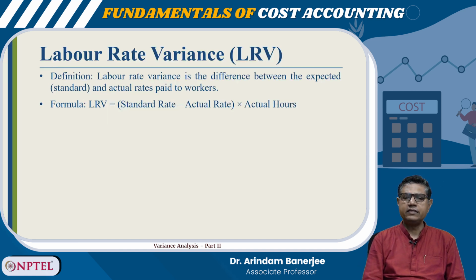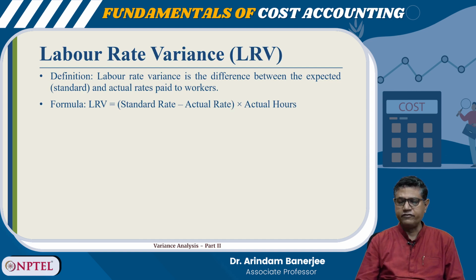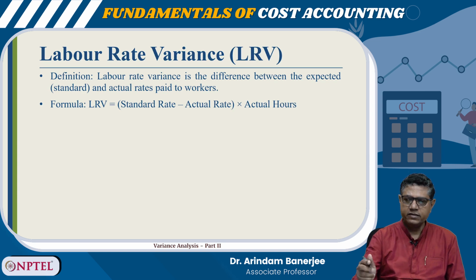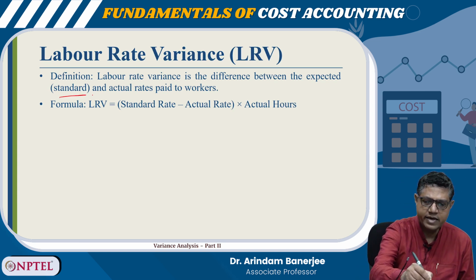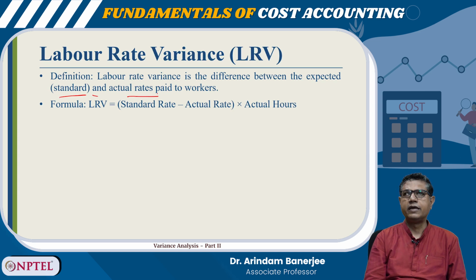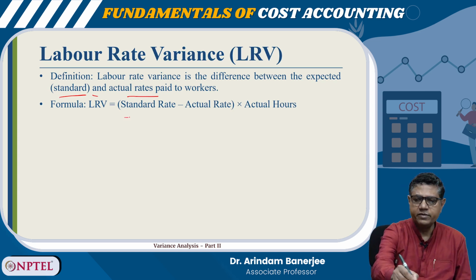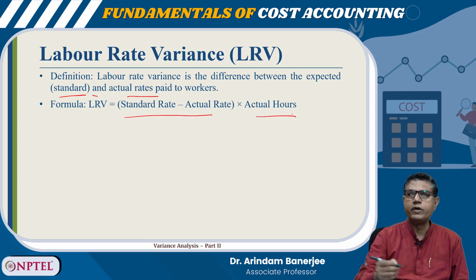Labor rate variance. Now this total labor cost variance can happen because of two reasons: either the rate is different or the hours are different. Labor rate variance is the difference between the expected or standard rate and the actual rate. So it is standard rate minus actual rate into actual hours.